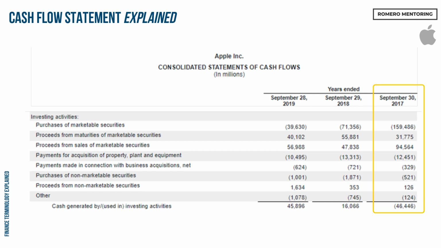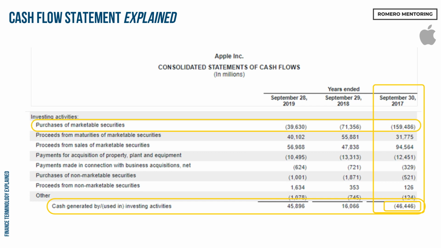If you take a closer look at 2017, look at their purchase of marketable securities. They spent $159 billion purchasing stocks, CDs, treasuries, any form of liquid investment that can easily be converted into cash. That is a large number. When you look at the cash from investing activity for that period, it was minus $46.4 billion, which represented in 2017 a big investment in marketable securities.